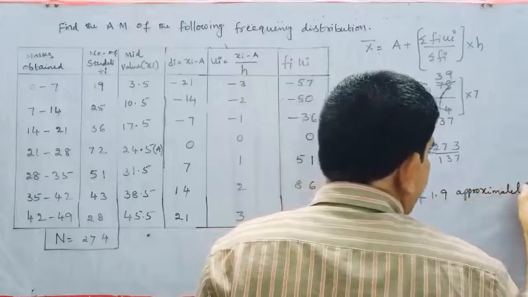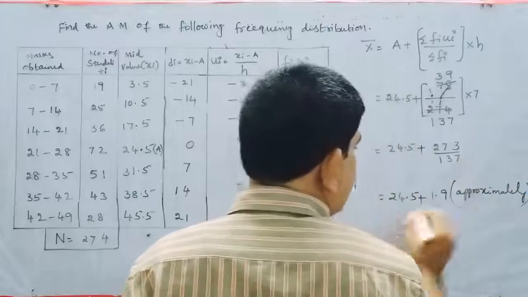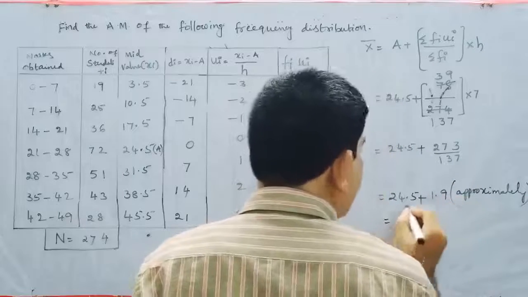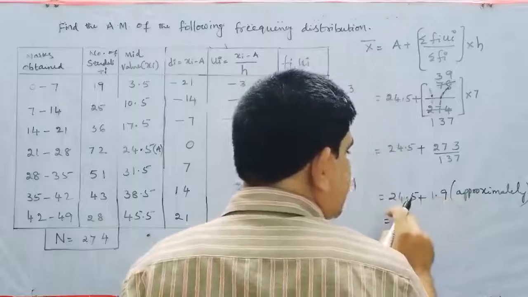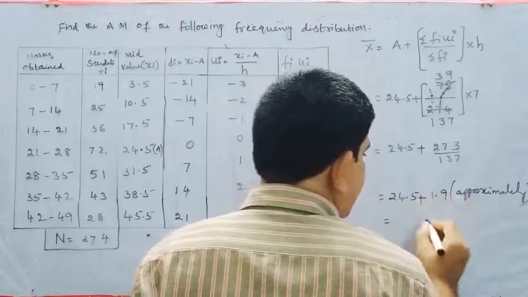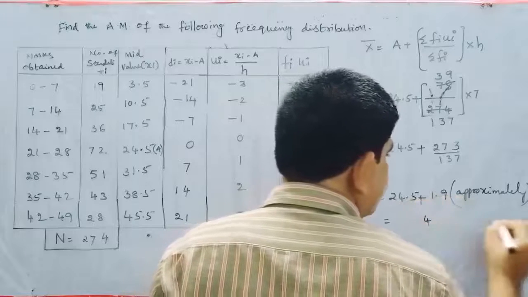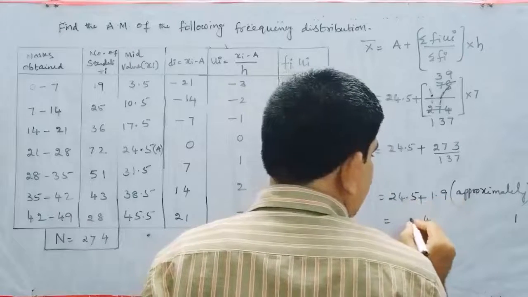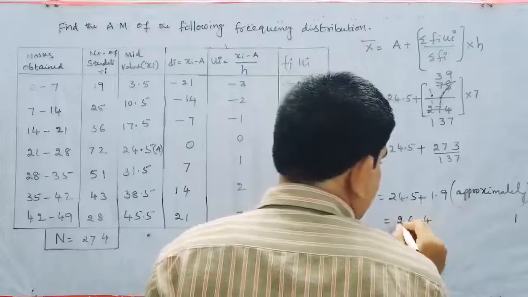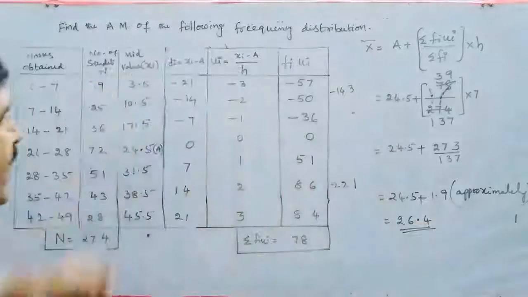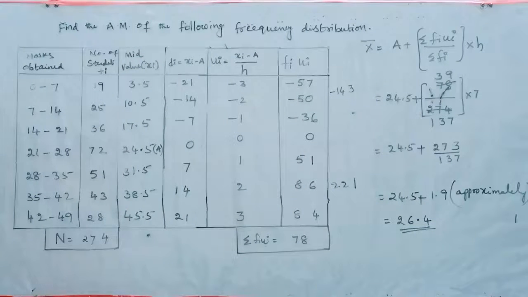So this 1.9, approximately 2, we add to 24.5. 24.5 plus 1.9 is 26.4. So 26.4 is the mean of the given frequency data.